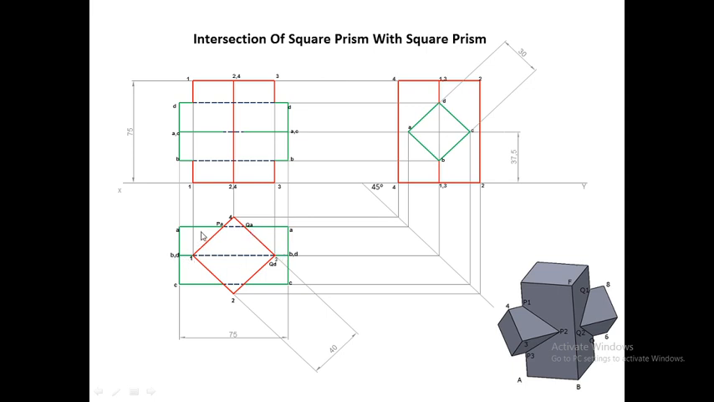Similarly, this side is cutting the vertical square prism at these 2 points, that is point number 1 and point number 3. So this will be marked as PB and PD, whereas this will be marked as QB and QD. So we will mark the points: PB and PD on the left side and QB and QD on the right side. The last, C, is cutting the vertical square prism at these 2 points, point number 1 and point number 2. So this will be marked as PC, whereas this will be marked as QC. So finally we have marked all the points of intersection in the top view.